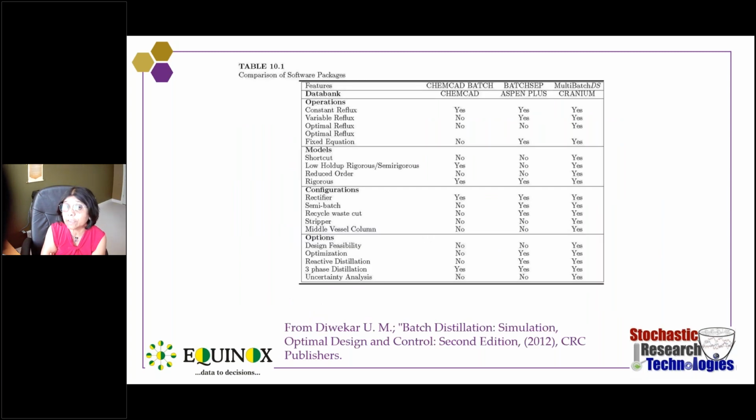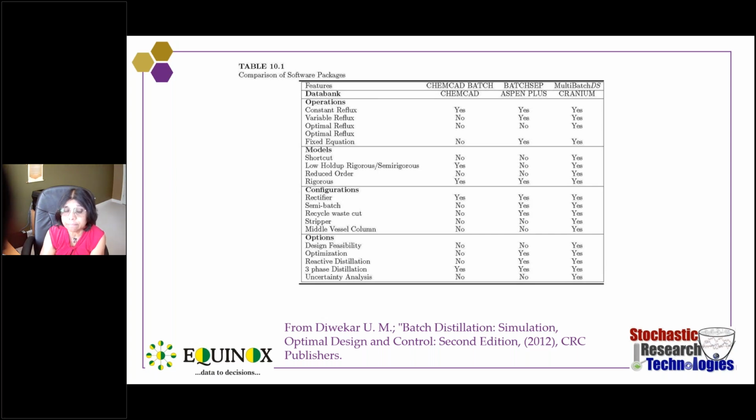So in my book, I compared different software: ChemCAD and Aspen Plus, as well as my software, Multi-Batch DS. You can see that data banks from structures are possible in most of the packages, including ours. As far as operation is concerned, most of them talk about constant reflux operation. AspenTech has variable reflux, but not really optimal reflux operation. If they only have the rigorous model and it fails many times, they don't have a hierarchy of models. They don't have a shortcut model for feasibility. The configuration is only rectifier, in most of them, and they don't have design feasibility or optimization. AspenTech allows optimization, but it's very complicated to implement.